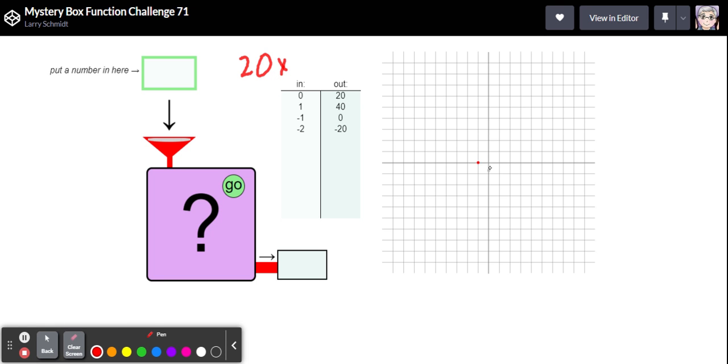And then where does it cross the x-axis? Well, the y-axis. Where's our y-intercept? Well, we have that actually. Where it crosses the y-axis is where x is 0, and that is 20. So this looks like 20x plus 20. And I think that's all that we have to do. So f of x equals 20x plus 20.